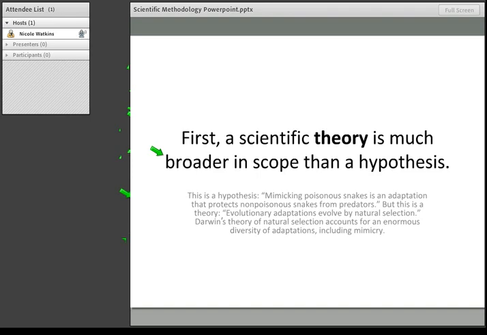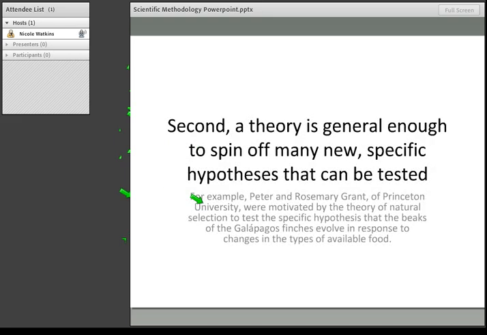First, a scientific theory is much broader in scope than a hypothesis. So I give you an example here. Let's look at this hypothesis. Mimicking poisonous snakes is an adaptation that protects non-poisonous snakes from predators. That is considered a hypothesis. We can test that. A theory would be, for this same concept, evolutionary adaptations evolve by natural selection. Darwin's theory of natural selection, which you learn about in Module 8 with evolution, accounts for an enormous diversity of adaptations, including mimicry. So do you see how that theory is a lot broader in scope than a hypothesis, which is a little bit more specific?